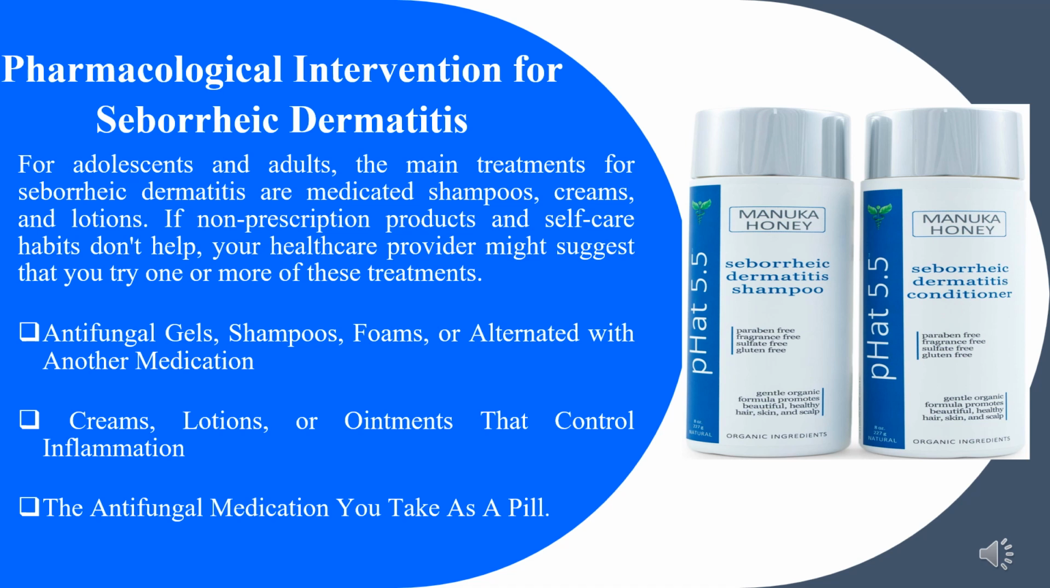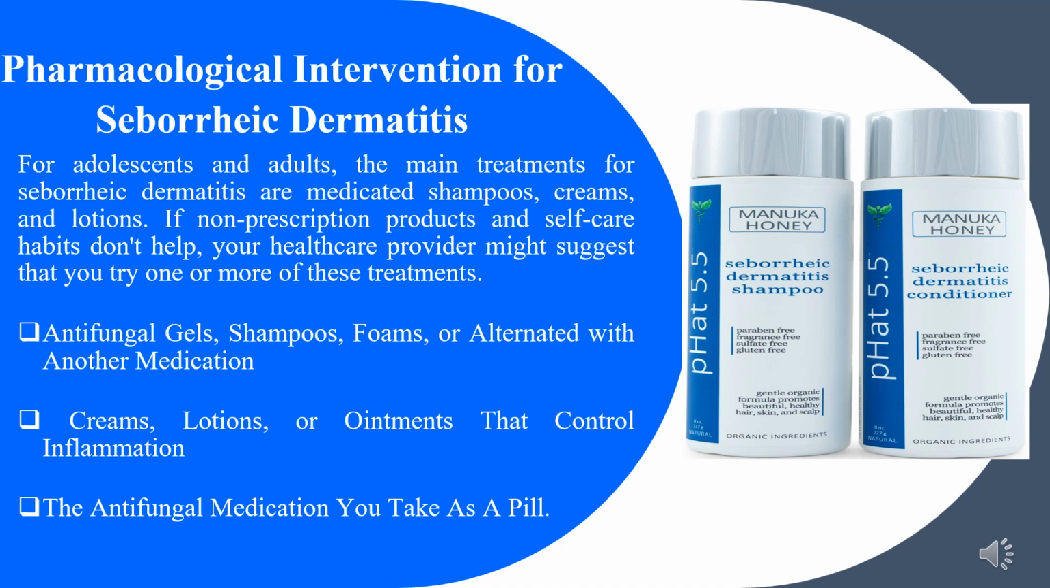Antifungal gels, shampoos, foams, or alternated with another medication. Your healthcare provider might suggest you try a product with 2% ketoconazole or 1% ciclopirox. Or you might rotate between two or more products. Ketoconazole can worsen the dryness of tightly coiled or chemically treated hair and increase the risk of breakage. To ease this effect, use it only once a week with a moisturizing conditioner.